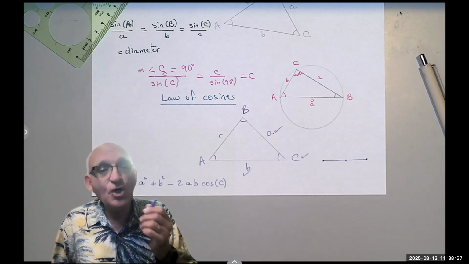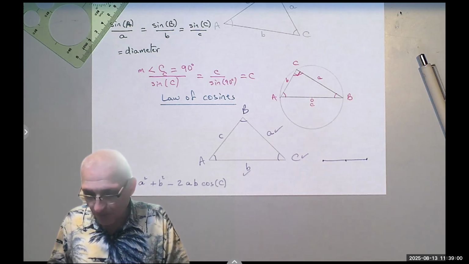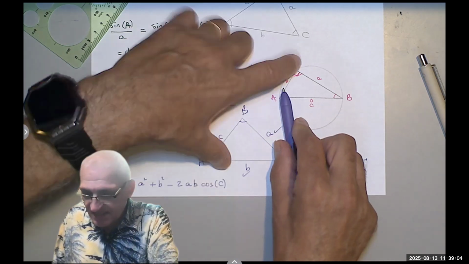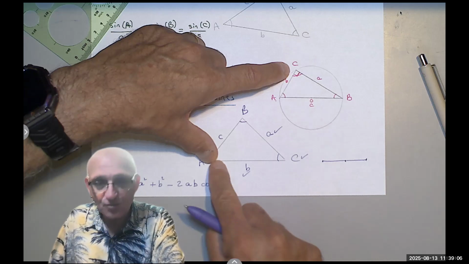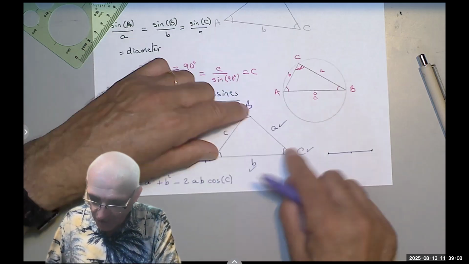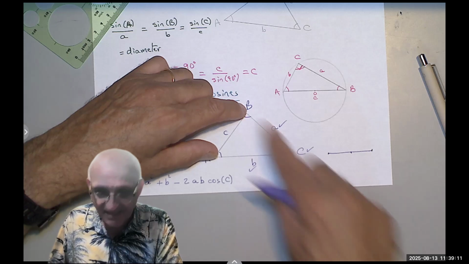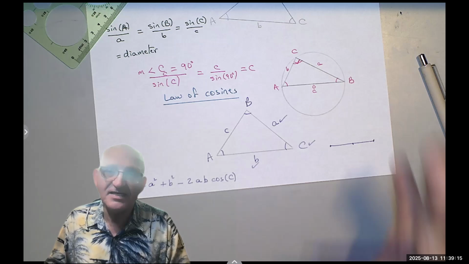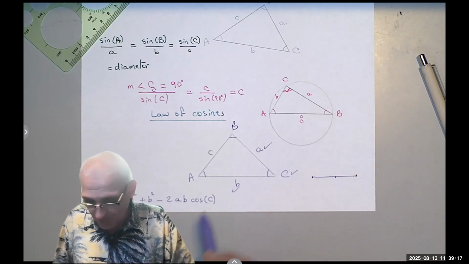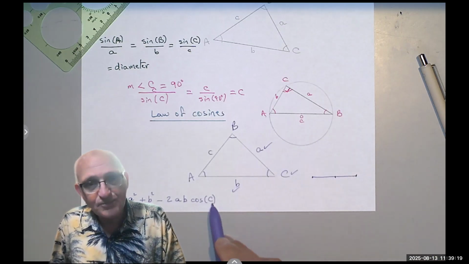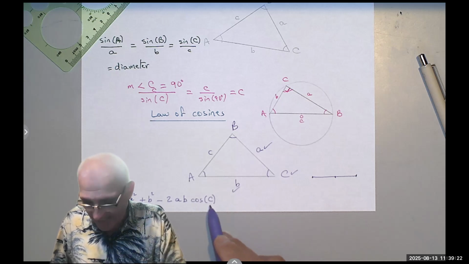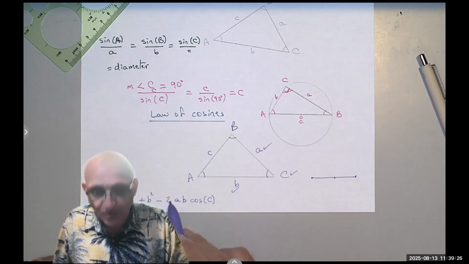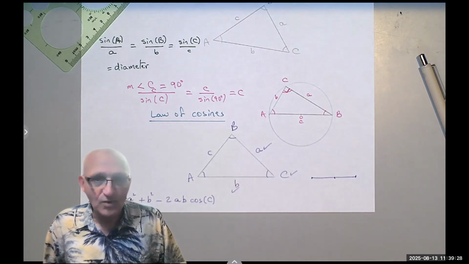But what you should know is that if this angle is obtuse, you expect C square to be more than A square plus B square. If it's acute, you expect it to be less than A square plus B square. And if it's a right triangle, it's exactly A square plus B square. And that's why if this angle is obtuse, the cosine is negative, and negative times negative is positive. So you end up with a value greater than A squared plus B squared.